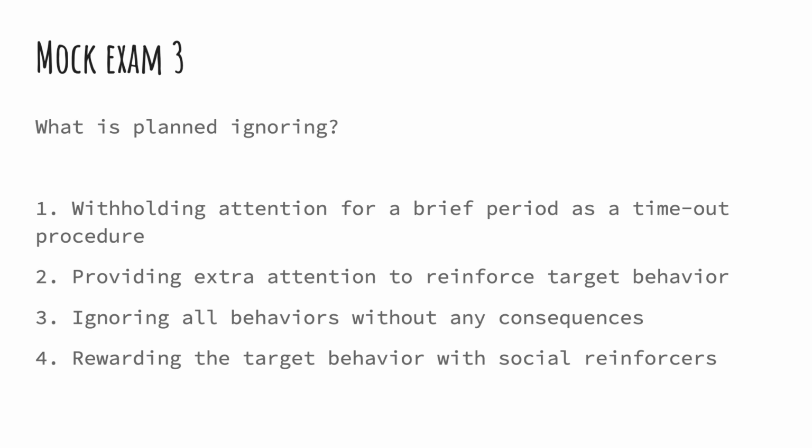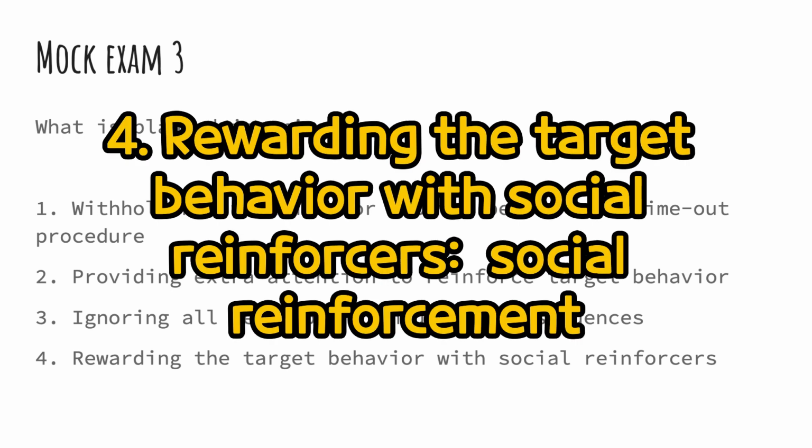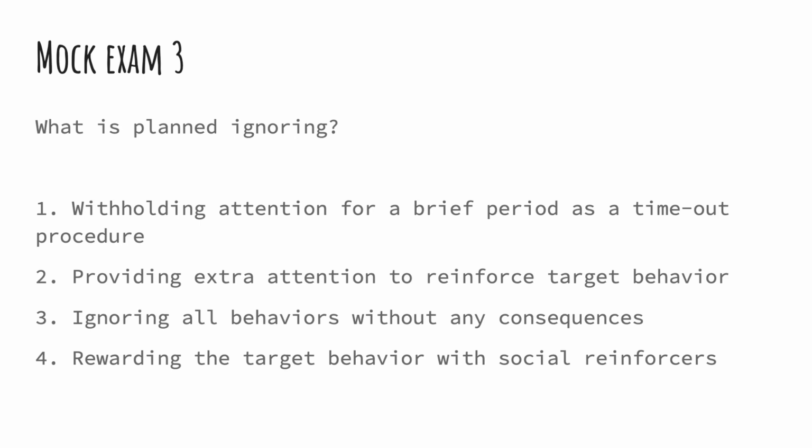2. Providing extra attention to reinforce target behavior. This option describes a reinforcement strategy, where extra attention is provided to reinforce desired or target behavior. It's the opposite of planned ignoring, as it involves actively reinforcing behavior rather than ignoring it. 4. Rewarding the target behavior with social reinforcers. This option involves providing rewards or positive consequences, such as social reinforcement, to strengthen or increase the occurrence of a target behavior. It's a form of reinforcement rather than planned ignoring, which involves no consequences or rewards for the behavior.